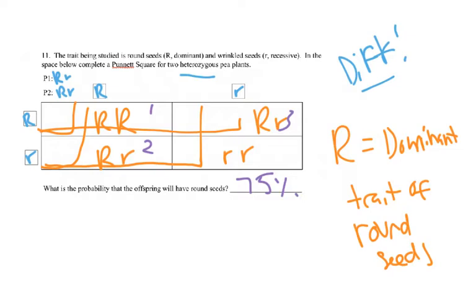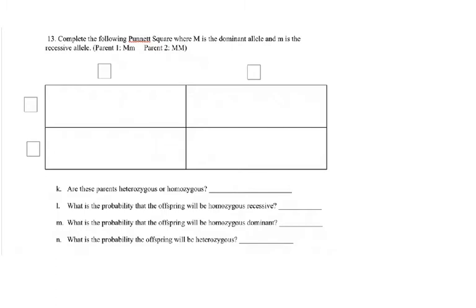Okay, let's keep going. Let's do a couple more. Number 13. Complete the following Punnett square where M is the dominant allele, capital M, and lowercase m is the recessive allele. So let's put parent 1 here and parent 2 here. All right, so parent 1 is uppercase, lowercase. You know what I should do? I should make this a little bit of a more pointy M. And parent 2 is 2 uppercase M's.